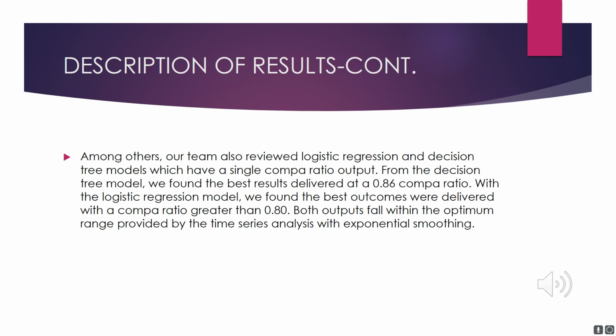The other two models that we heavily looked at were logistic regression and decision tree models, as those gave a single Compa ratio output. From the decision tree model, we found the best results were at a 0.86 Compa ratio. And with logistic regression, we found that the best outcomes were delivered at a ratio greater than 0.80. And both of those outputs fall within that optimum range that was provided by the time series analysis with exponential smoothing, and that's why we moved forward as our suggestion with the time series analysis with exponential smoothing.